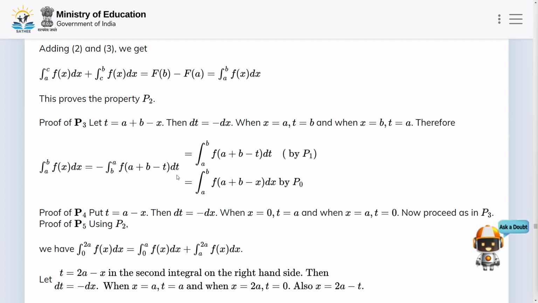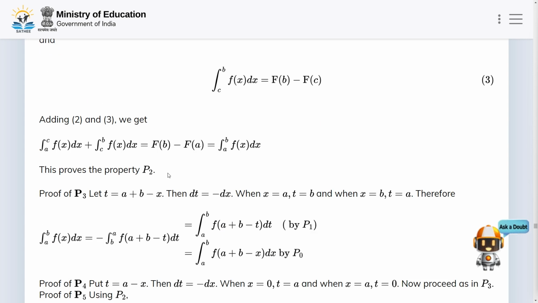Okay, clear? Now using P1, you can write that it is equal to the definite integral from a to b of f(a plus b minus t) dt. Now using P0, you can write the definite integral from a to b of f(a plus b minus x) dx. Okay, simple. Now P4.